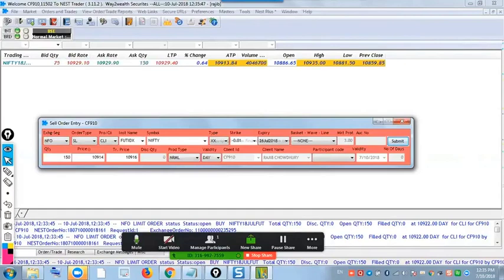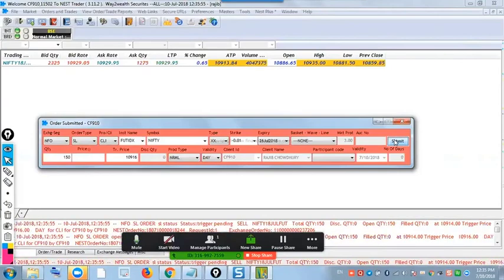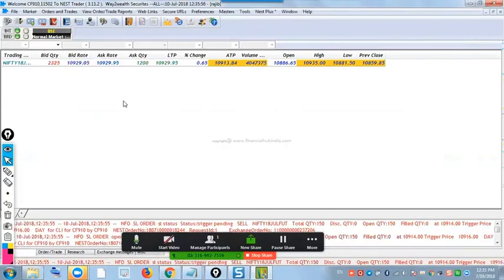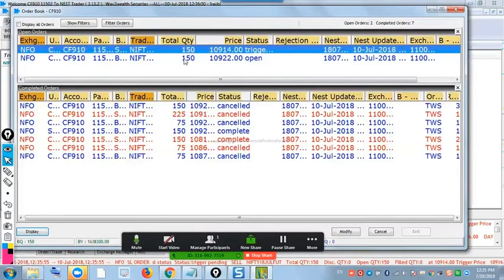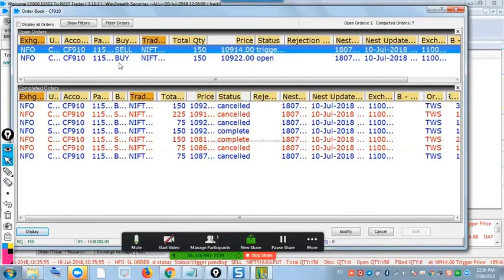10,914, 10,916. I'm not making a mistake, right? All right. So submit, enter. Okay, so let's check this. Go to order book. Yeah, now we have two orders staying here. One is a buy order, one is a stop loss order, right? I mean, the stop loss order is nothing but the sell order.